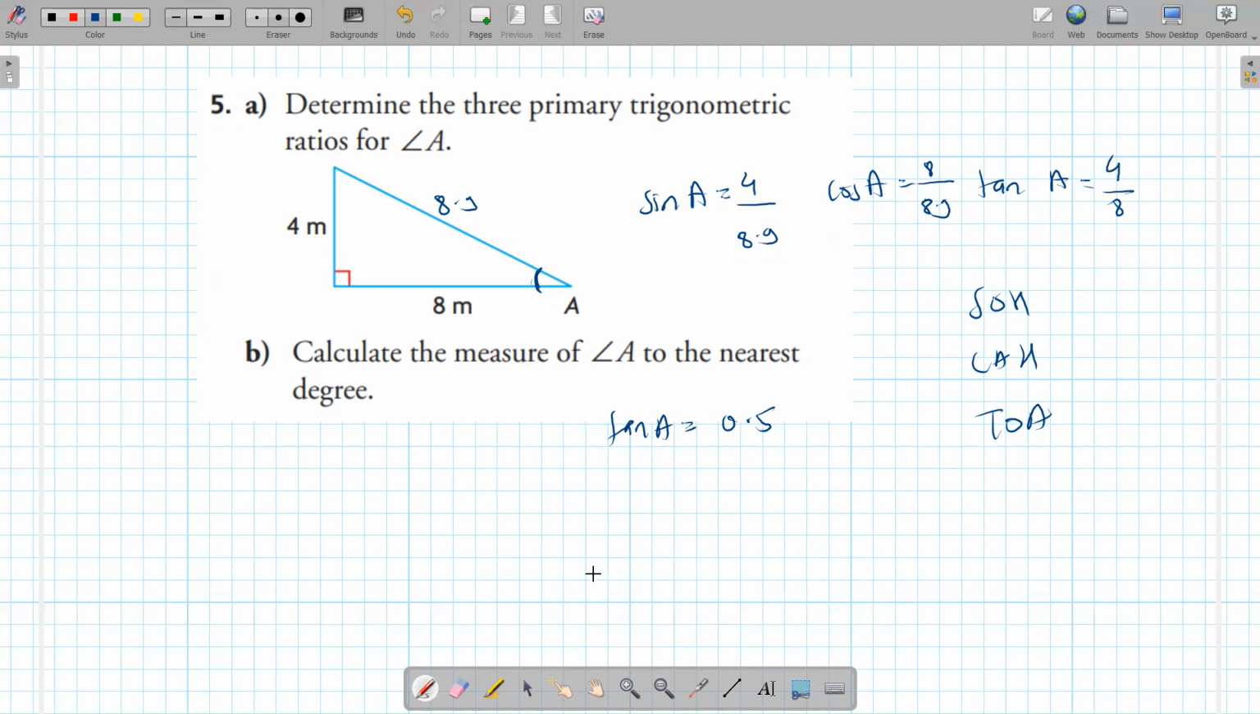B is asking us to find angle A now. And we're going to use this one to find it. Do you remember how to do this? We know what the ratio is, or we know what it comes out to. How do we find the angle?